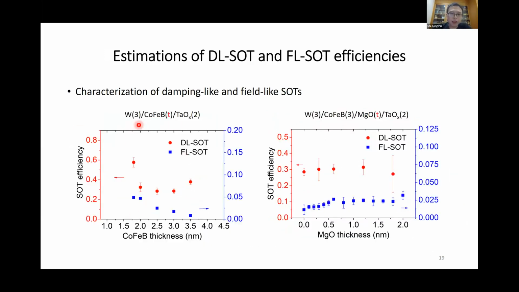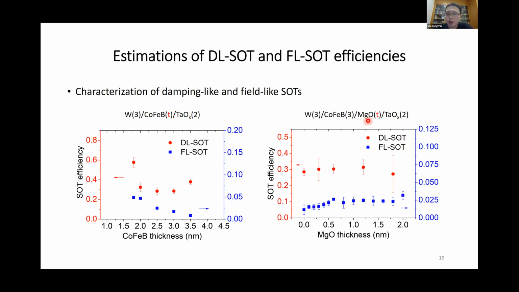So here we summarize some of the data that we extracted from the samples with different cobalt boron thickness. We can see that the SOT efficiency gets larger when the cobalt boron thickness is smaller. But the field-like torque has a gradual decrease, which is as expected, because when the thickness is thicker, probably this effective field, or the spin-Hall field, will get smaller. So this is also expected. And also the magnitude of the field-like torque efficiency is much smaller than the damping-like SOT efficiency.